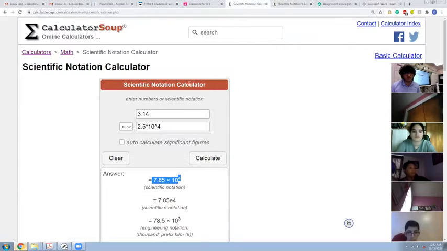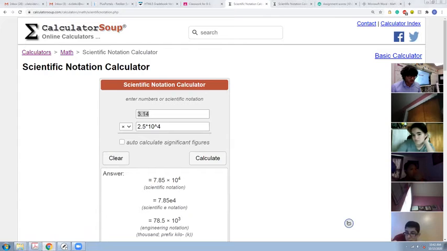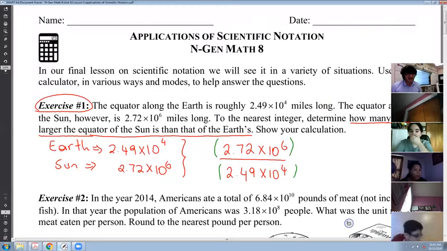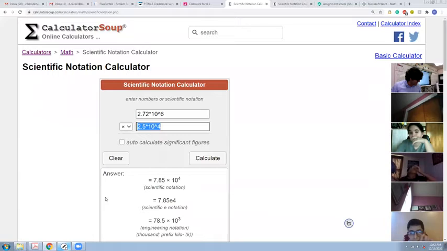I shared 2 websites with you guys. If you have 2 numbers and you are going to do operations, you have to use this website, right? 2.72, let me write in here, 2.72 times 10 to the power of 6. What about the bottom number? 2.49 times 10 to the power of 4. What operation do I have to do? Division. I changed it to division.